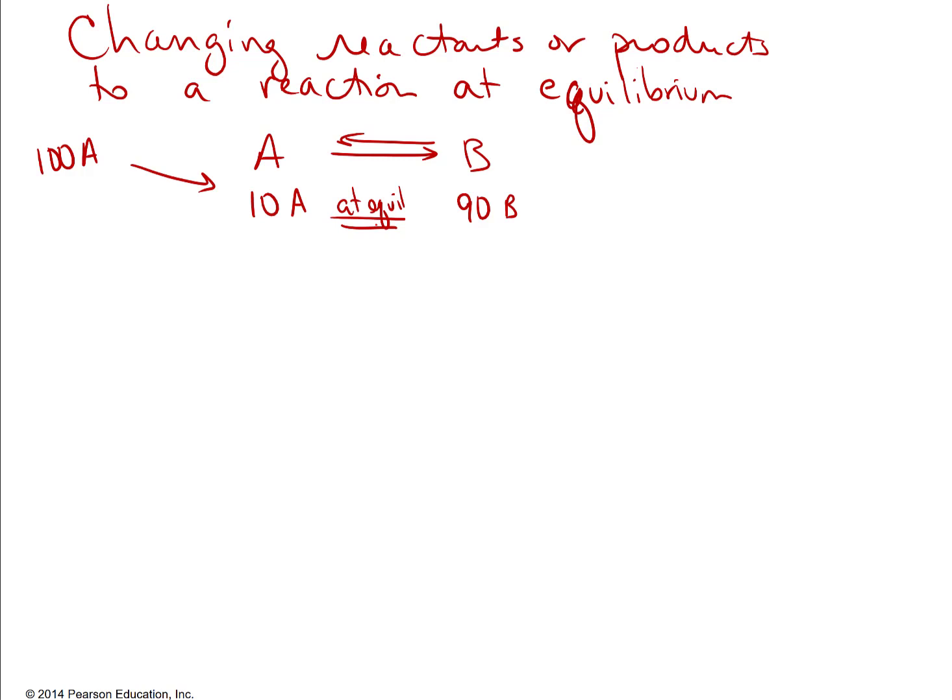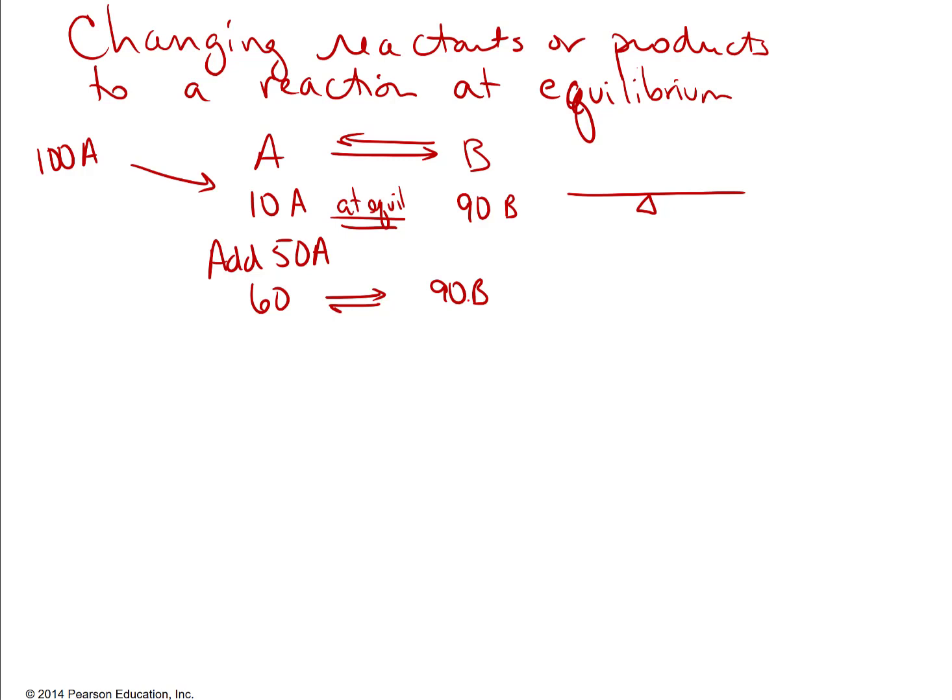If I add or remove anything, that's going to change the equilibrium. So right now I'm here. So what if I dump in 50 more A? Now I have 60 A, and I have 90 B. So what do you think is going to happen? It's not at equilibrium anymore.